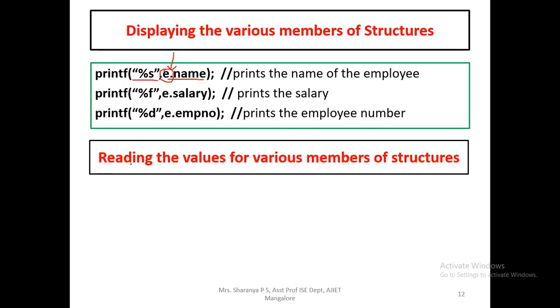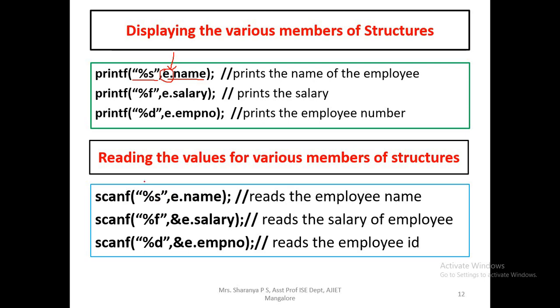In the same way, if we want to read the values of various members of the structure, we have to use the scanf statement, %s. I hope it is clear why we have not used ampersand, because it is a string. E dot name reads the employee name, and ampersand e dot salary reads the salary of the employee. Same way, ampersand e dot employee number reads the employee's ID.